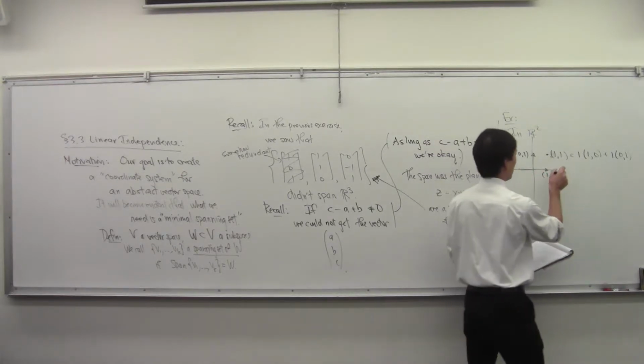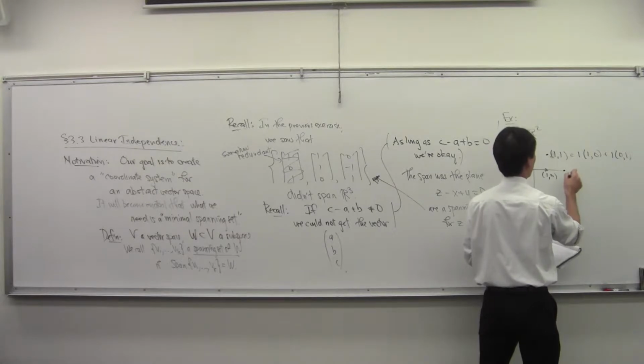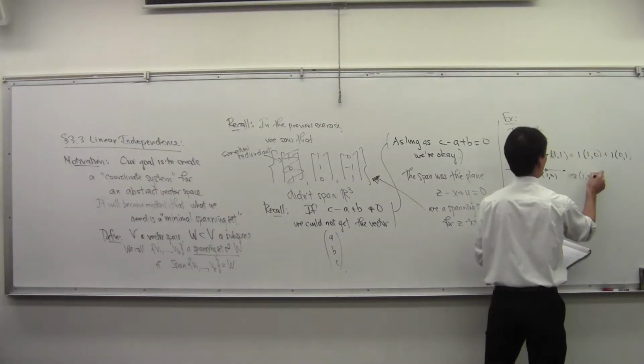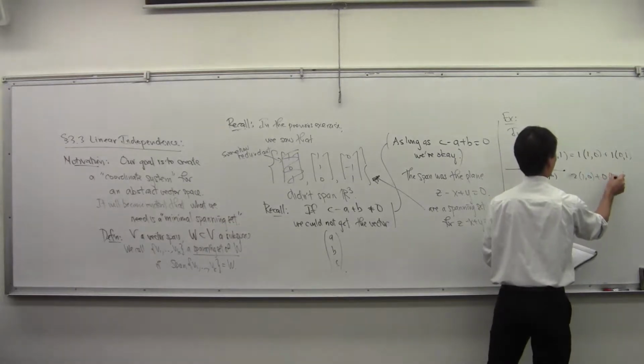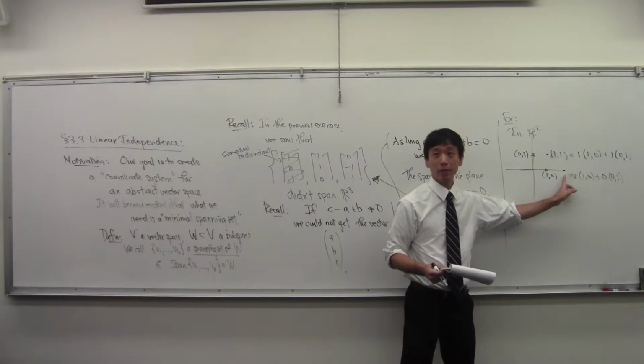If I'm talking about this guy here, then this is (2, 0). This is 2 of the first guy plus 0 of the second guy. Right. 2 of the first guy and 0 of the second guy. Okay.